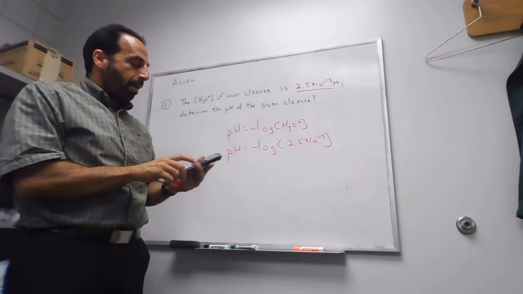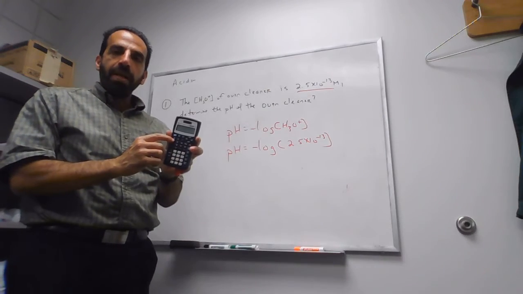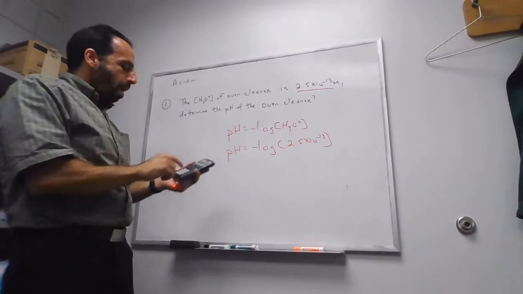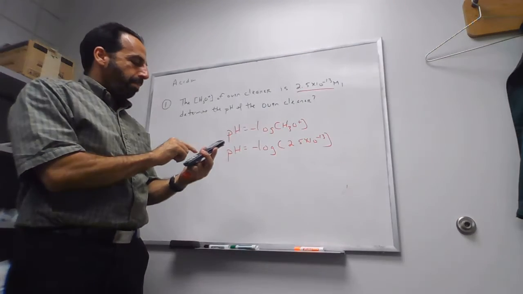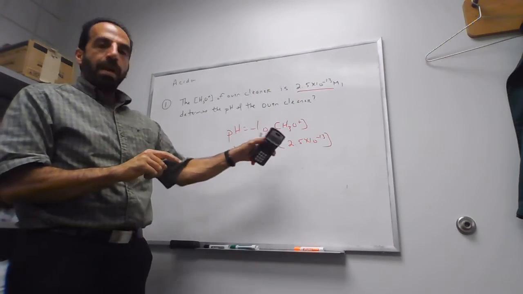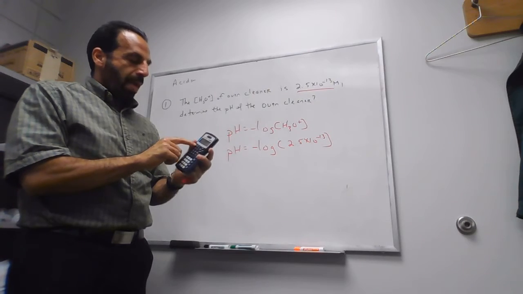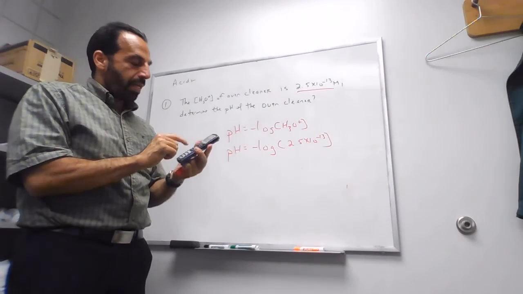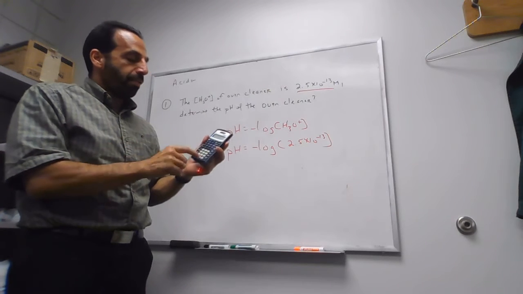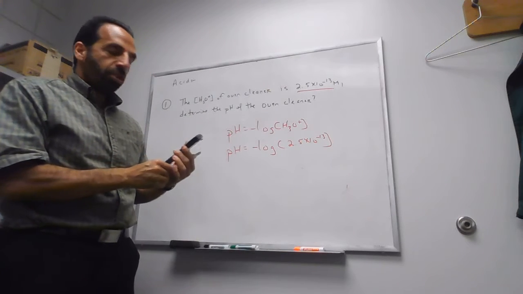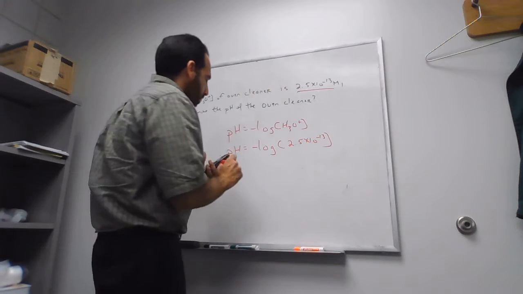I get my calculator, and you should find a log key in there someplace. And so I put a negative. So it's not the minus key. Put negative, and then put log, and then put 2.5. Again, you got to use the EE key, second EE, minus 13, or negative 13, and then put equals. You should get about 12.6.